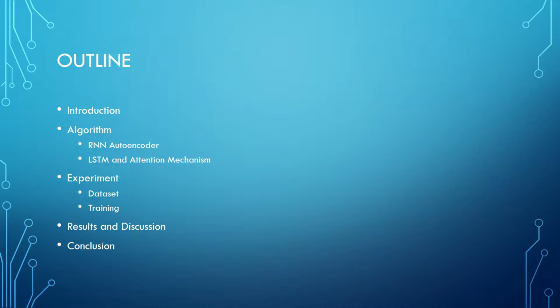Next, I'll go into my algorithm, specifically my recurrent neural network autoencoder, which uses two RNNs, one for encoding, one for decoding. I'll go into the math and code for that. Then I'll go into LSTMs, long short-term memory systems, a little bit into how they work, then attention mechanisms, a little bit into how that was used in my code.